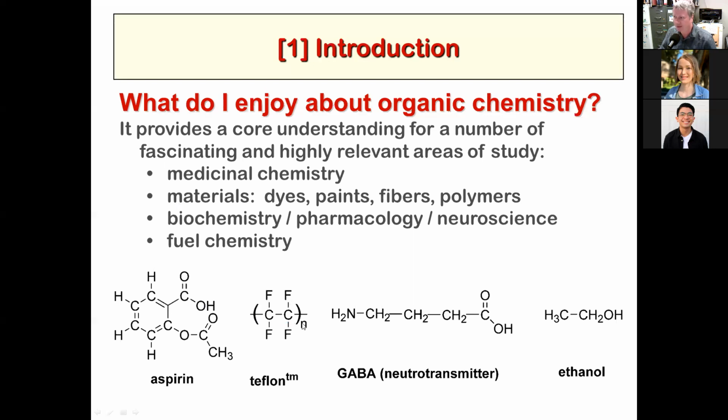Well, the N is like a large number, and so it's a polymer. So it's a bunch of repeating subunits. That's Teflon that's used in your nonstick coating of your frying pans, and also different kinds of impact-resistant vests and things like that. GABA is a neurotransmitter, gamma-aminobutyric acid. So this is actually used in your brain as one of the ways to transmit information.